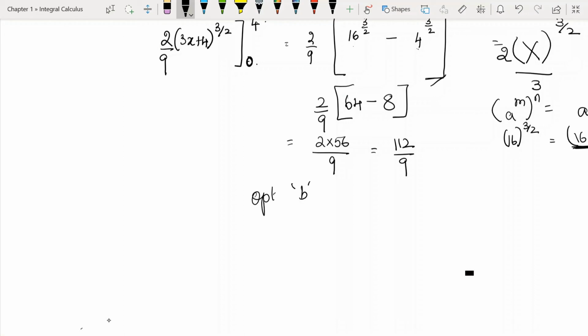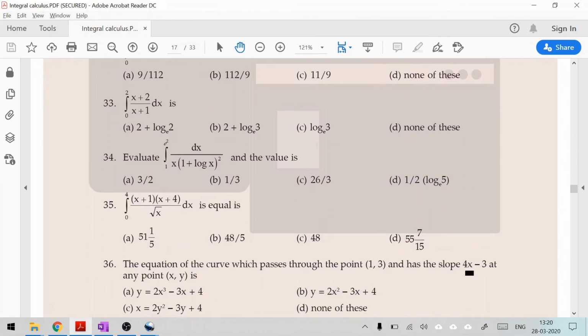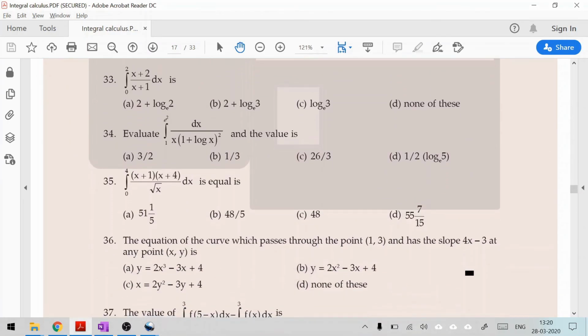Option B. Now the next question that we are going to do is question number 33 and 34. 33, 34, 35. All the three are definite integrals. So what we could do here is 33 and 35, I will leave it to your self-practice. Although I'll give you a hint what to do. This x plus 2 divided by x plus 1, right? What you can do to this x plus 2 is split it.